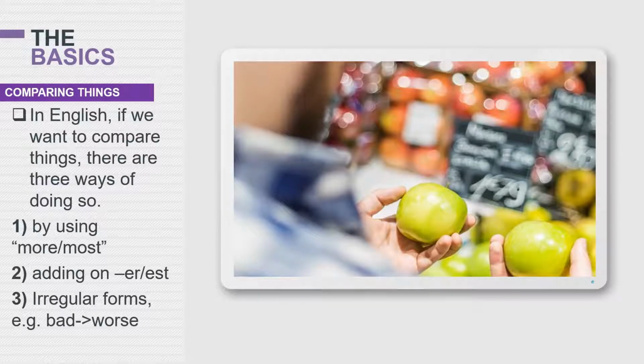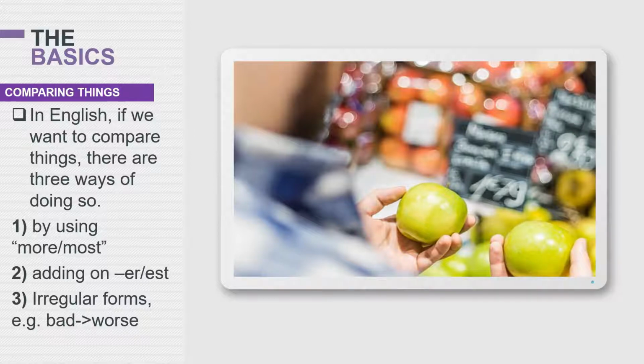Okay, so now let's focus on comparing things, comparing objects, comparing people. And when we're comparing things in English, there's basically three different ways in which we do it. We have one way in which we say more or most. He is the most intelligent person I've met. She is the most humble person I've met. So you can use more or most.